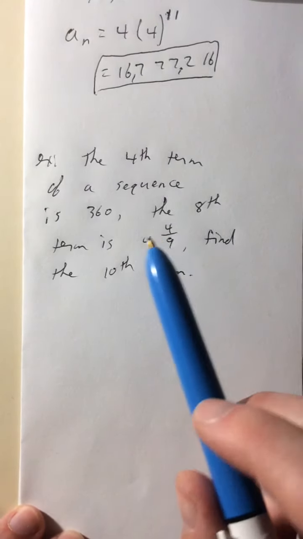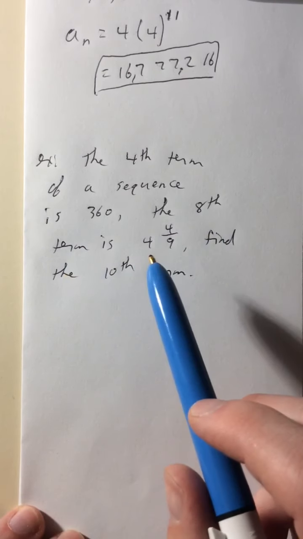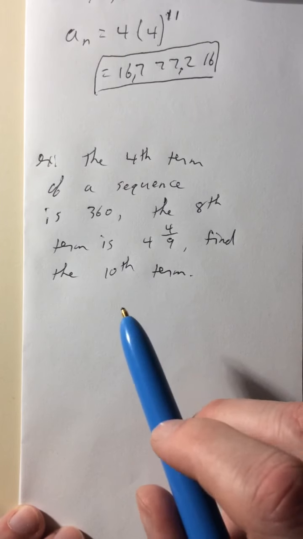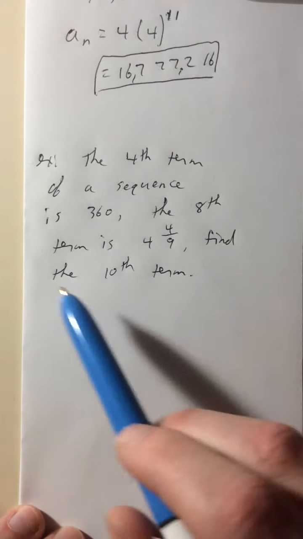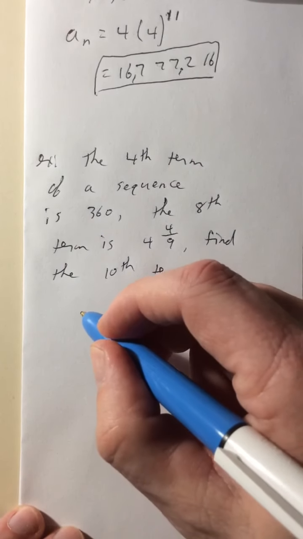Anyway, so the fourth term of a sequence is 360. The eighth term is 4 and 4 ninths. Find the 10th term. Okay, so we can relate these two terms, the fourth term and the eighth term, by the following little relationship here.